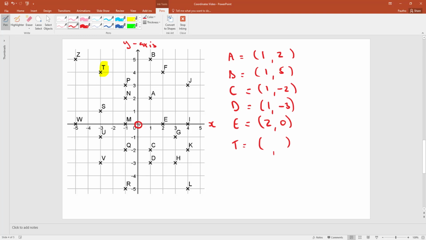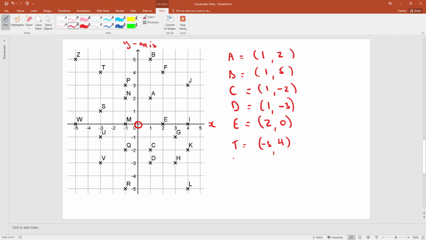This time we go 1, 2, 3 left. Now remember, 3 means 3 right. -3 means 3 left. And you can see, look, -3 is right there. So we went 3 left, 1, 2, 3. Then we went 1, 2, 3, 4 up, which is +4. So T is -3, 4.